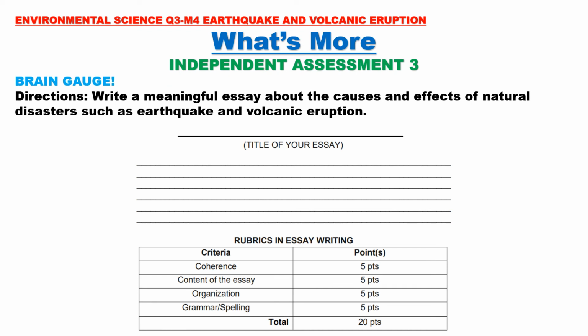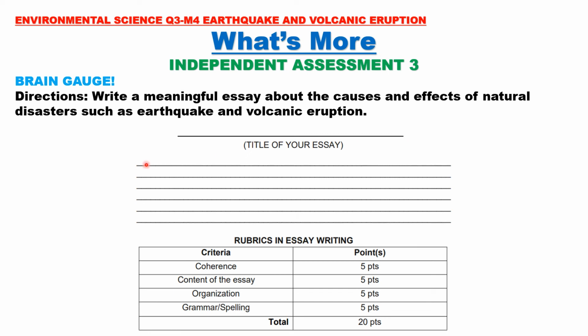Next, independent assessment 3, Brain Gauge. Write a meaningful essay about the causes and effects of natural disasters such as earthquake and volcanic eruption. Write the title of your essay on top. You can title it: Causes and Effects of Earthquake and Volcanic Eruption.